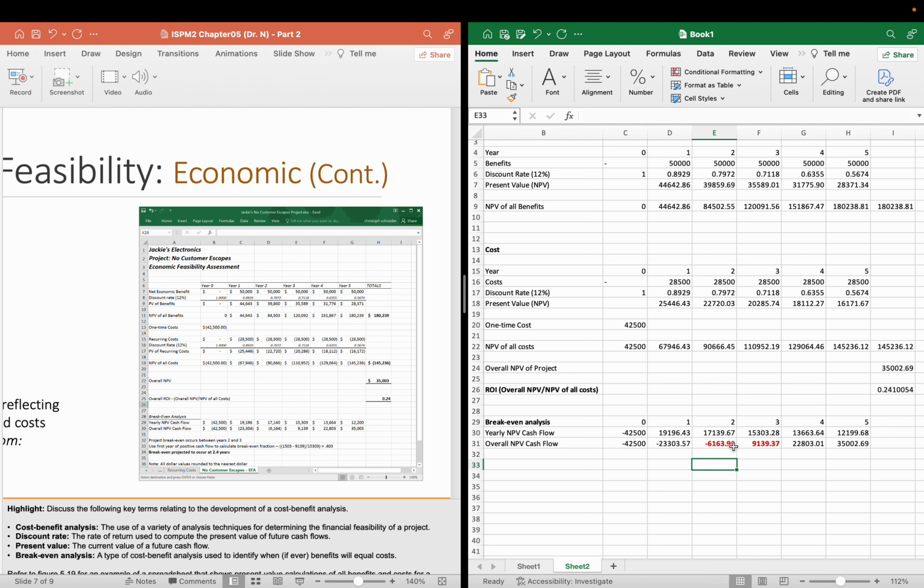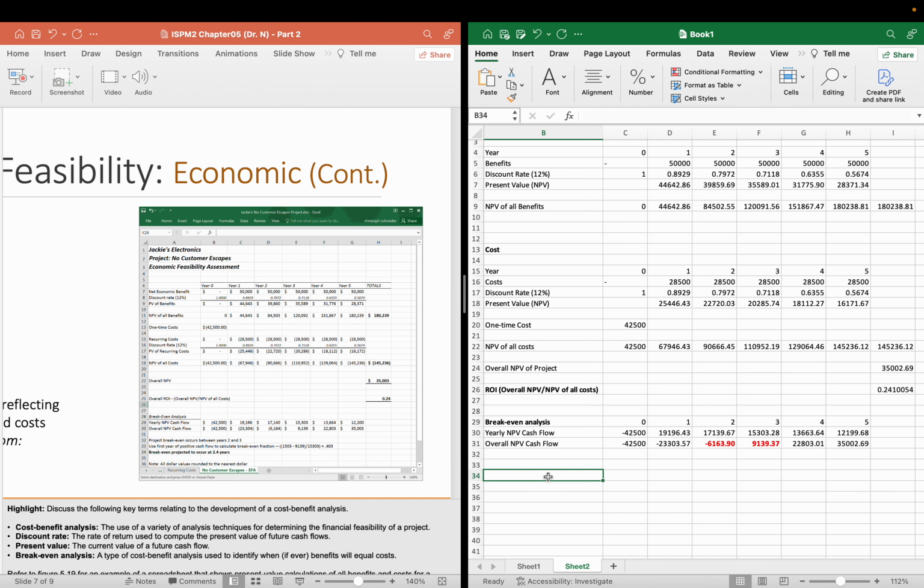So somewhere between year 2 and 3, we paid off all of the cost using the benefits that we got. And if you want to know exactly what that point is, we need to use a very simple formula. We need to use the cash flow of year 3 and try to understand what portion of that cash flow of year 3 can pay off the negative amounts that we had here.